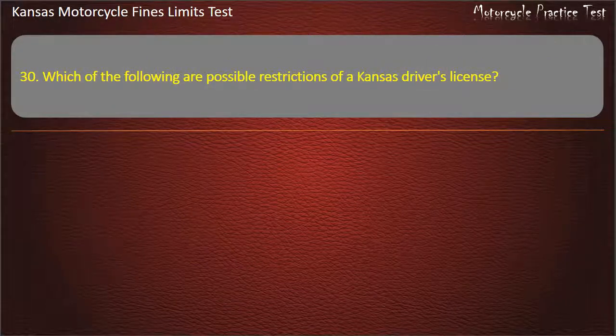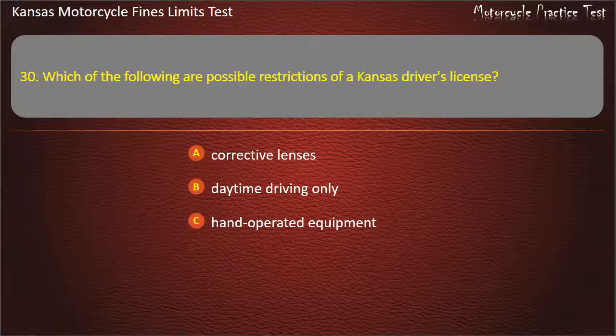Question 30. Which of the following are possible restrictions of a Kansas driver's license? Corrective lenses. Daytime driving only. Hand-operated equipment. All of these answers are correct. Answer. All of these answers are correct.